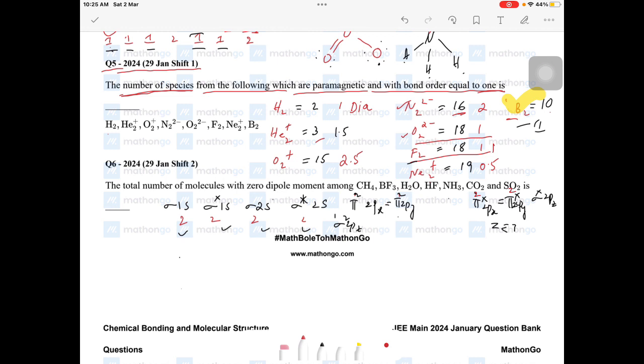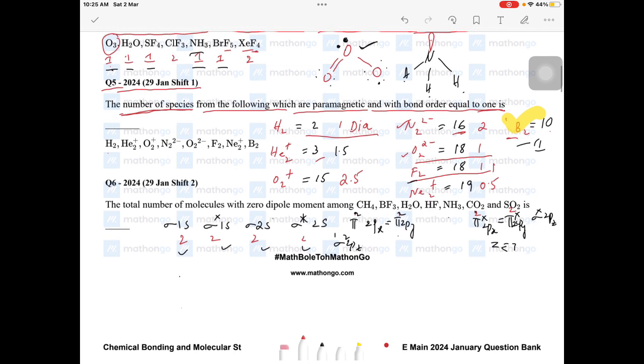Next, N2 2 minus: bond order is not equal to 1. Here it is anyhow diamagnetic, because all electrons are paired in bonding orbitals. N2 2 plus and Ne2 plus: bond order is 0.5. So the species that are paramagnetic with bond order 1: only one, that is B2.